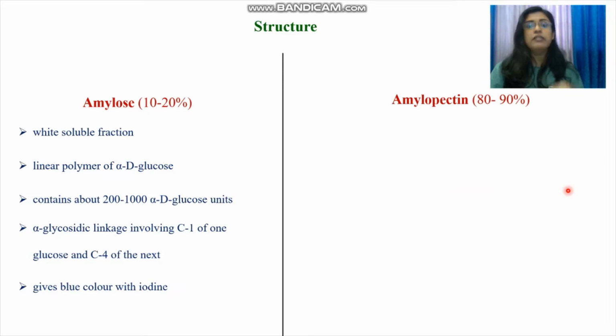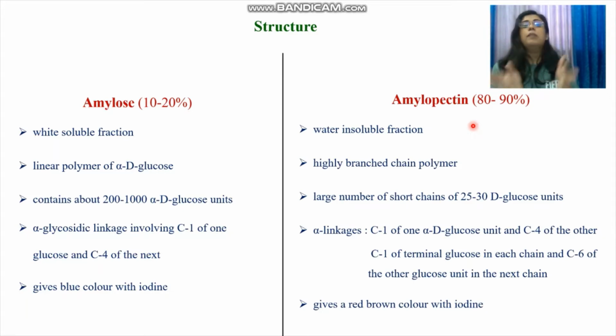Next we have the second part, which is amylopectin, which is 80 to 90%. So in comparison to amylose, this amylopectin part is water insoluble. This part of starch is water insoluble, and instead of being a linear polymer, this is a highly branched polymer.